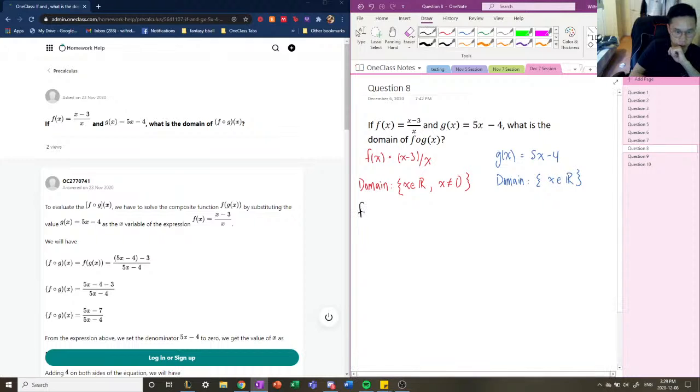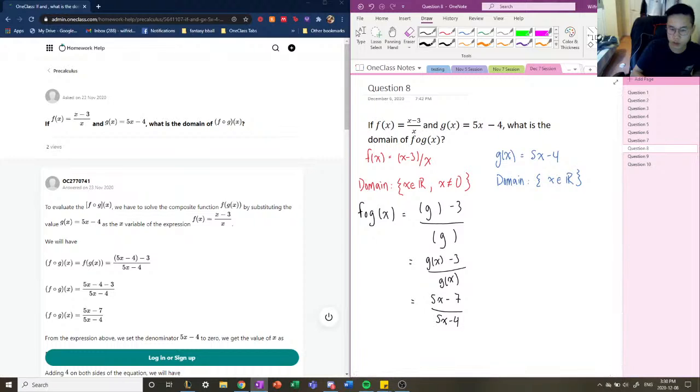So f of g of x, right? I'm going to use my method, which is to include empty brackets where you would plug in your inside function. So you have g here and g here. That looks like g of x minus 3 divided by g of x. All right, so if we plug in g of x, we get 5x minus 7, hopefully, divided by 5x minus 4.